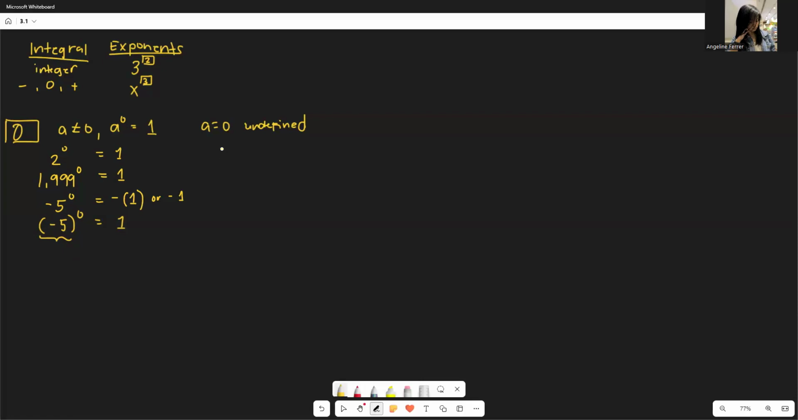Same with a variable, for example, we have 2x raised to 0. That means only x raised to 0 will be 1. So this is going to be 2 times 1, which is 2. But if you put it inside a parenthesis, that means this entire thing is being raised to 0, which will give us the same answer, 1.